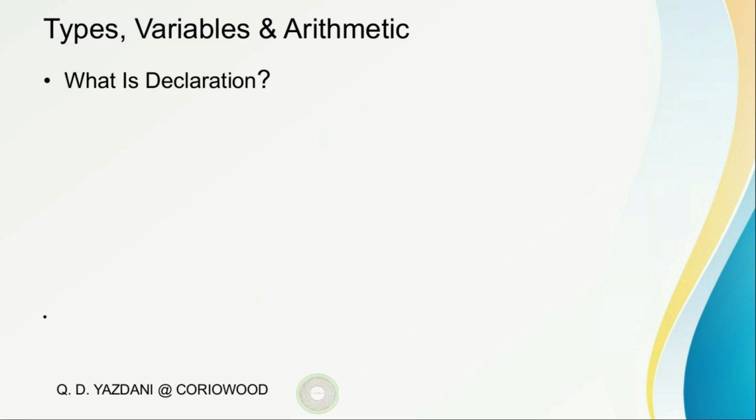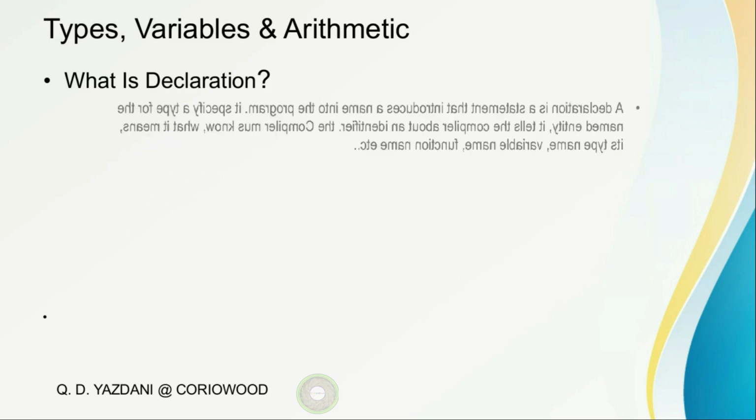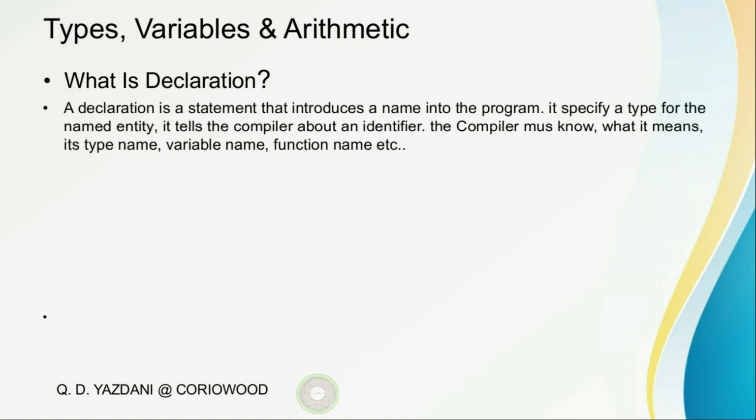Types, variables, and arithmetic. What is a declaration? Declaration is a main thing in C++. A declaration is a statement that introduces a name into the program. So we declare something. It specifies a type for the named entity. It tells the compiler about an identifier. The compiler must know what it means: its type name, variable name, function name.